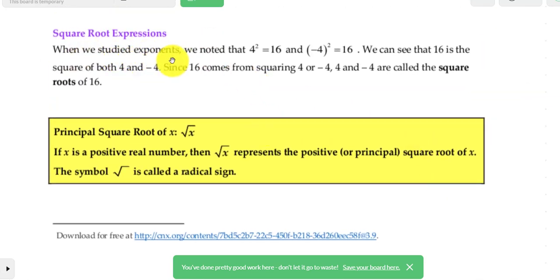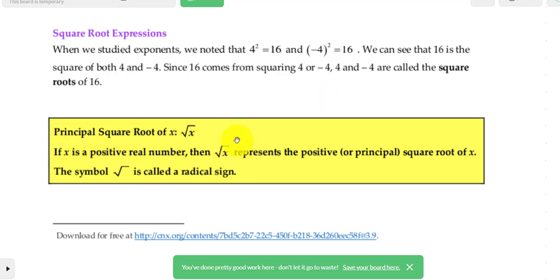So it said, okay, when we studied exponents, we noticed that 4 squared equals 16 and negative 4 squared is also 16. So we could say that 16 is the square of both 4 and negative 4. So the square root of 16 would be 4 and negative 4. However, for this class, we generally talk about the principal square root or the positive square root. Right? So even though the square root of 16 is 4 and negative 4, we really only deal with just the positive, or the principal square root, which would be the 4.